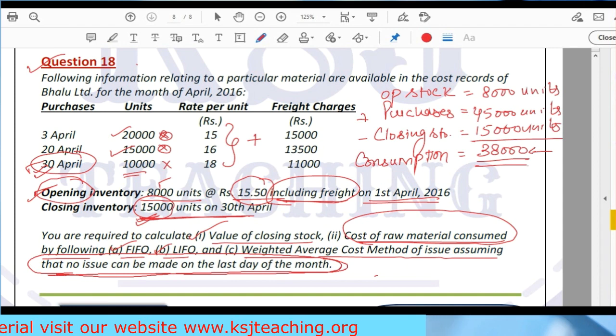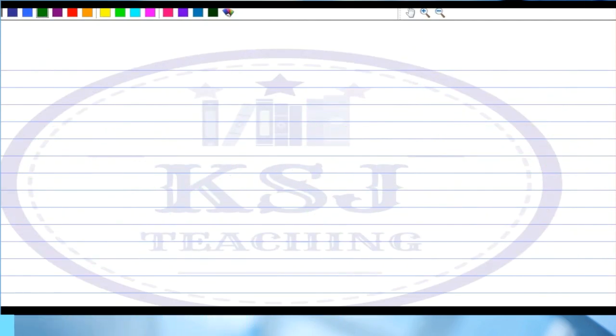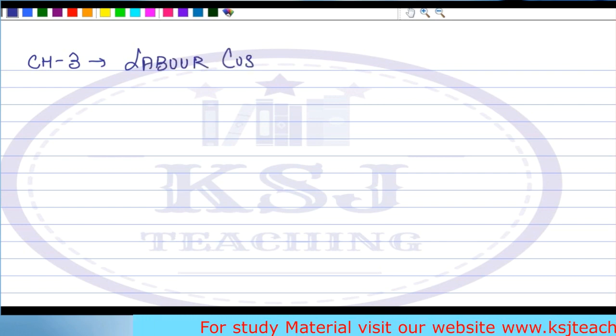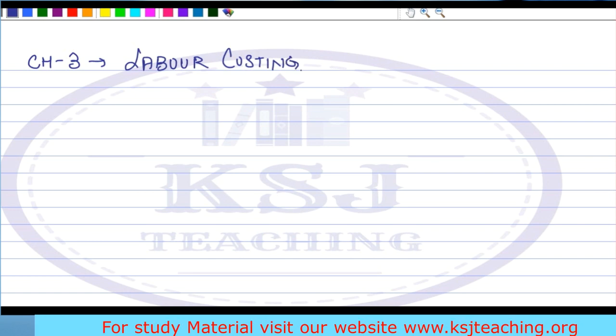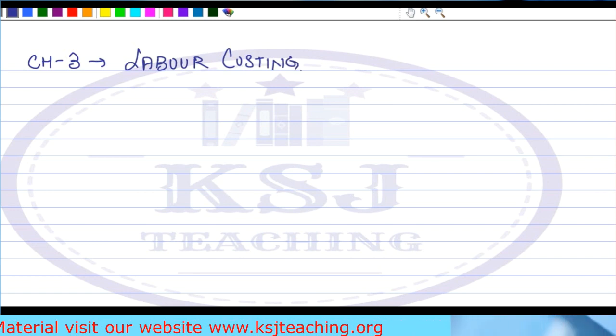We are done with this chapter of material costing, and in the next lecture we'll be starting with the new chapter, chapter number 3. That is another very important chapter, labor costing or employee cost as it is called. Another very interesting chapter. We'll be starting with it in the next lecture. So see you guys in the next lecture. Till then, stay safe, stay healthy. Thank you so much.